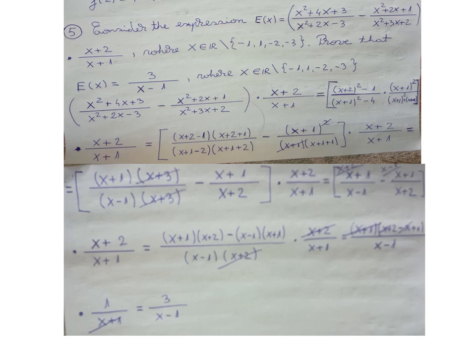We can write the numerator of the first fraction as (x plus 2) squared minus 1, and the denominator of the first fraction as (x plus 1) squared minus 4. And we can also write the numerator of the second fraction as (x plus 1) squared and the denominator as (x plus 1) squared plus x plus 1. By making the calculations, we can prove that the expression is equal to 3 divided by x minus 1.